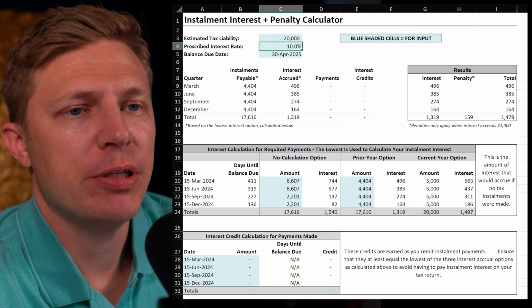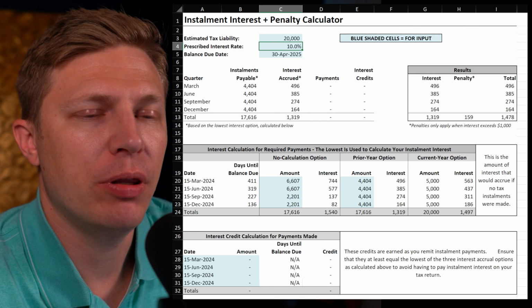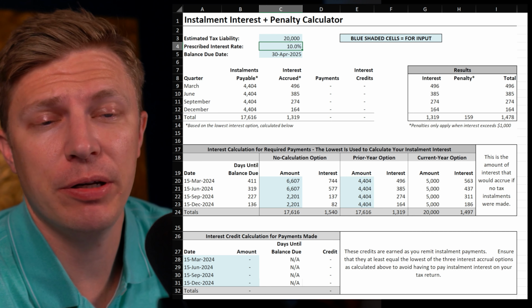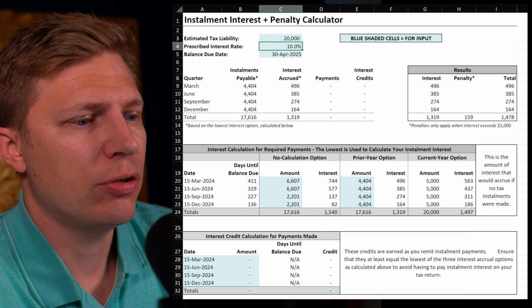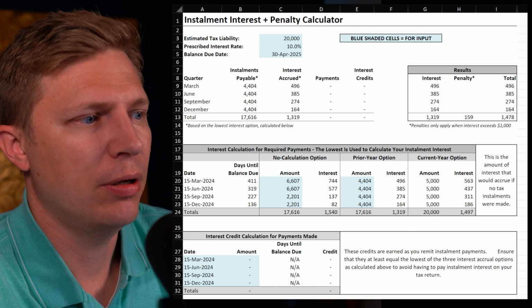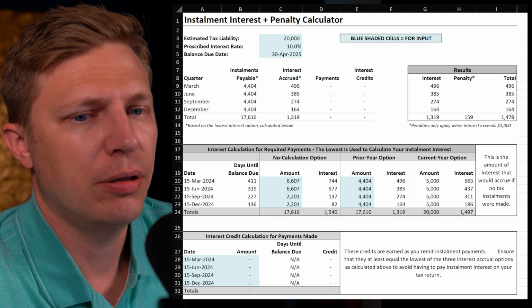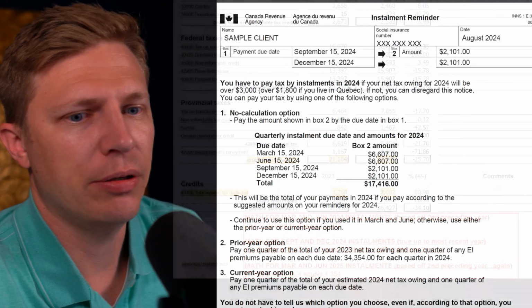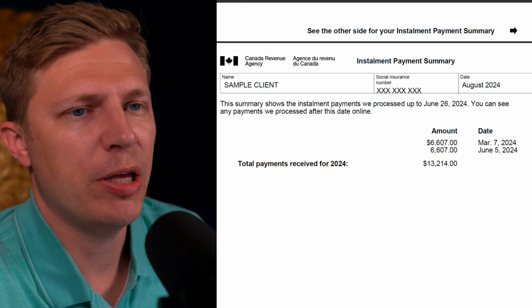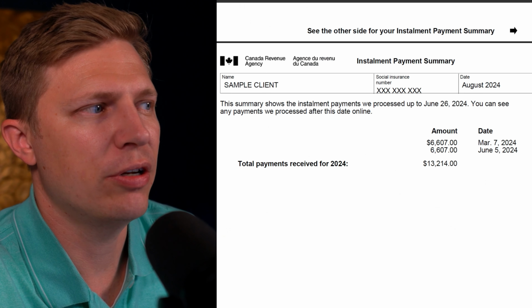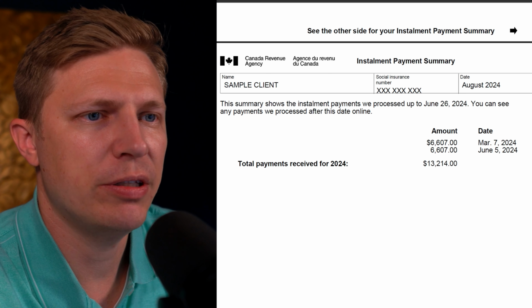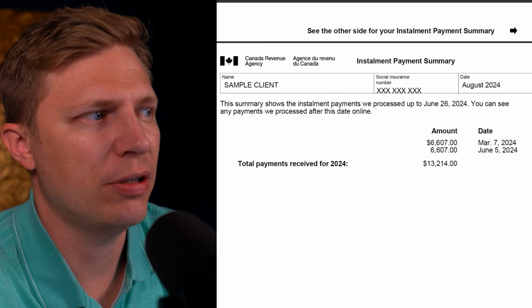So then in the bottom section, this is where you input the actual payments that you've remitted or that you're potentially planning to remit, depending on how you want to use this spreadsheet. So let's hop back again. I know I'm hopping around a little bit, but let's look at the August letter. And here we see that there was a payment of $6,607 on March 7th and another on June 5th. So we can input those specific dates into our spreadsheet. So March 7th and June 5th.